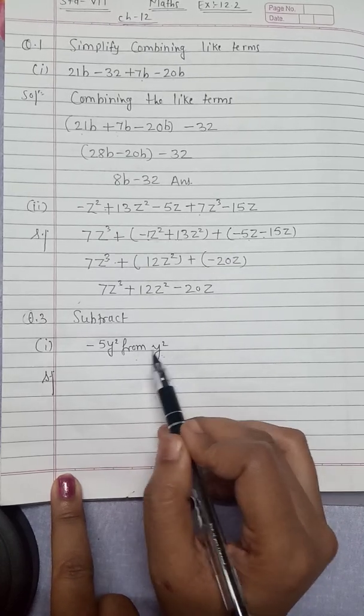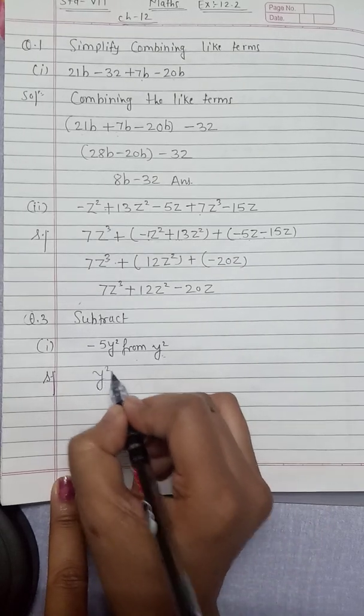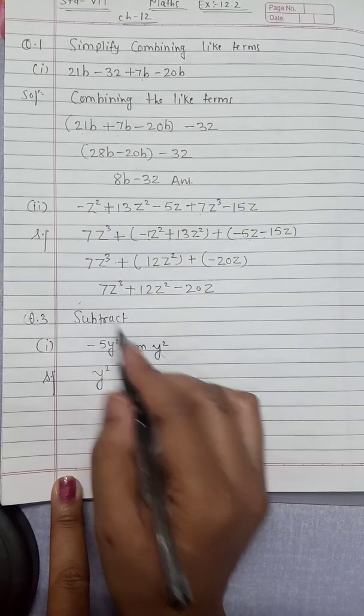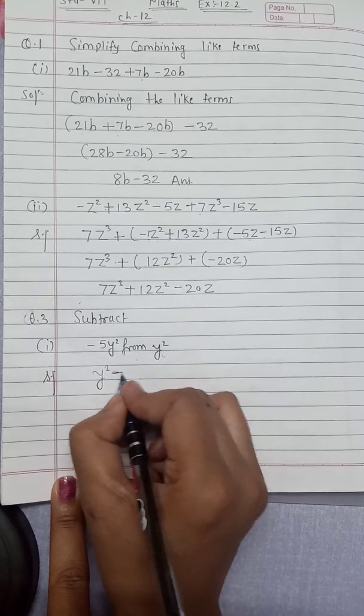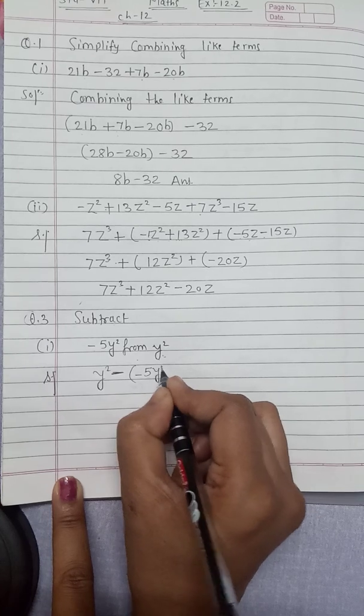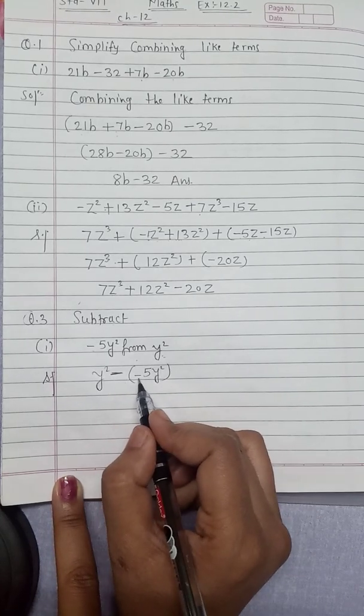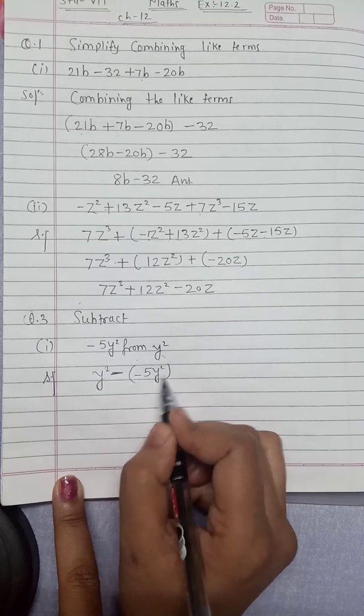After this, the second term we will write first. Okay, then subtract means minus sign. Then the first term, minus 5y square. As I told you, two signs we cannot write together, so we will write this one in a bracket.